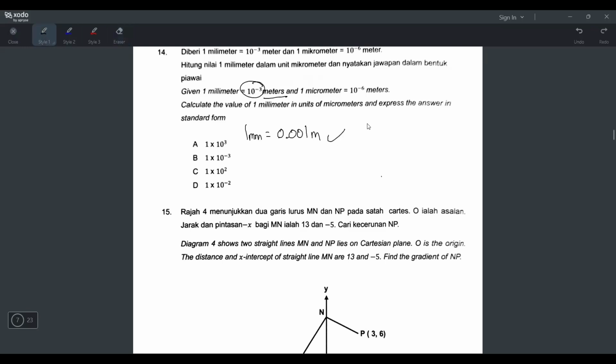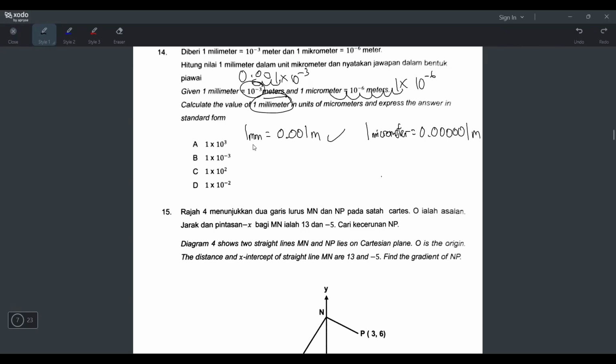And then they say 1 micrometer. So 1 micrometer is equal to 10 power negative 6. Nothing here, it means 1 times 10 power negative 6. It means you have to move the decimal 1, 2, 3, 4, 5, 6. So it'll be 0.000001 meters, right? Same with this also, you can do the same, right? 10 power negative 3 means 1 times 10 power negative 3. It means you move the decimal 1, 2, 3. That's why it's 0.001. Okay, now they say calculate the value of 1 millimeter in units of micrometer.